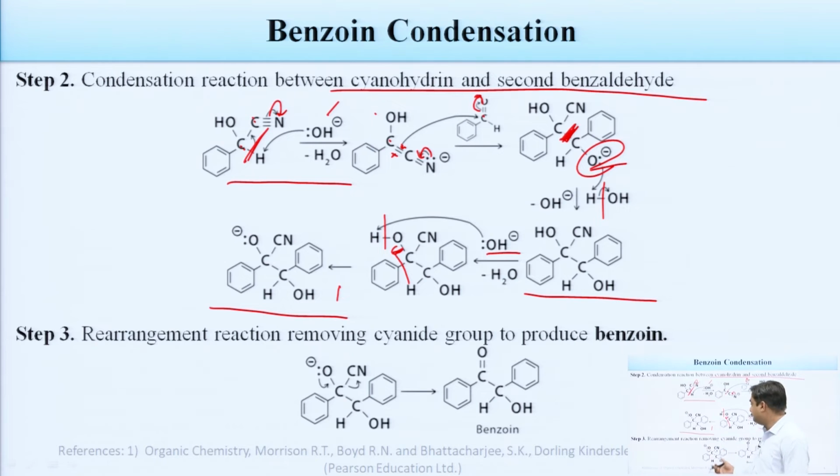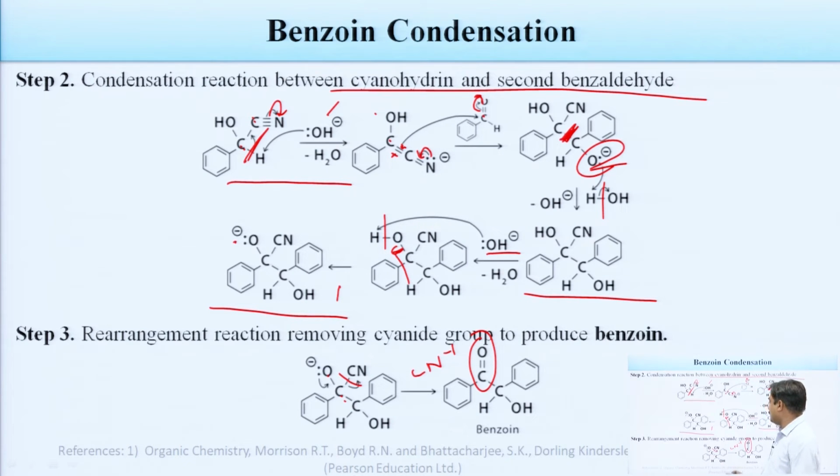Now, in the next step you can see oxygen is carrying a negative charge. That negative charge, or you can say lone pair of electrons, is now being utilized to form a new bond between this oxygen and the carbon. At the same time, to balance the valency of the carbon, this bond will be broken. So, CN minus will be removed from the molecule, and a new bond between oxygen and carbon is being formed. As you can see, this bond is formed. Okay. So, benzoin is formed in this particular step.